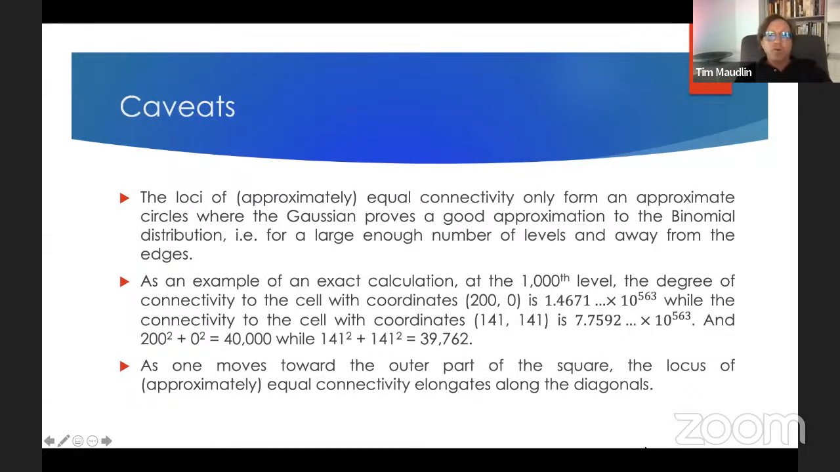Here's some actual numbers, right? If we go up to the 1000th level and we compare the connectability of these 2 points, 200, 0 and 141, 141, you'll see the connectabilities are almost exactly the same. And if we square those and add them, those numbers are almost exactly the same, right? So if we just look at loci of almost the same connectability, they look more and more like circles.